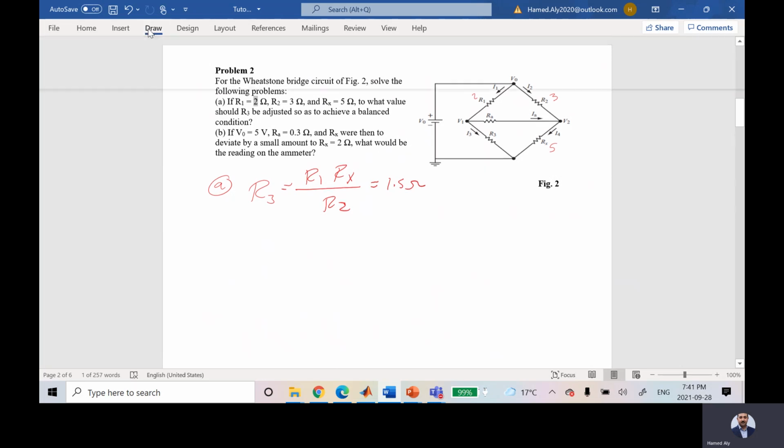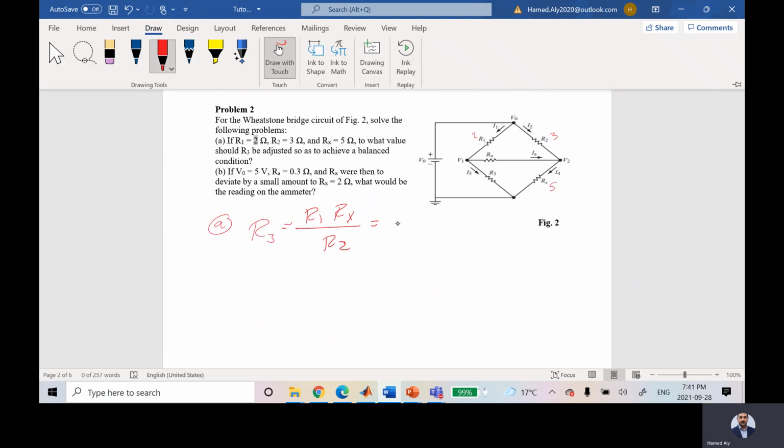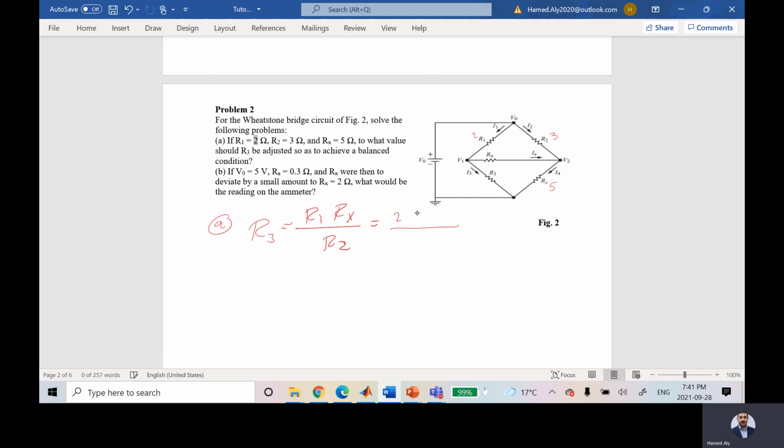I will substitute here. Probably I didn't calculate it right. So R1, which is 2, multiplied by Rx, which is 5, divided by 3. Yes, it is what it is. 2 times 5 divided by 3, approximately equal to what? 3 point something? Yeah, so I wrote it 1.5. I'm sorry, it's 3 point something. Any other question for this problem?